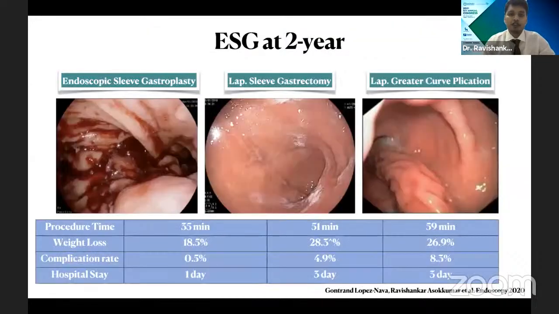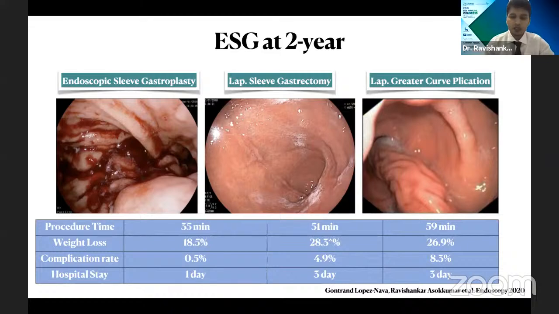We went on to the next step to compare the weight loss efficacy of endoscopic sleeve at 2 years with its counterparts, laparoscopic sleeve and laparoscopic greater curvature plication. We can see here that the endoscopic sleeve procedure can be performed in a relatively shorter time. Our usual procedure time is around 35 to 40 minutes. The weight loss at about 2 years is 18.5%, which is inferior to laparoscopic surgical procedures, which is understandable, but the complication rate is very, very low. These patients recover very fast and they can be sent home the next day without the need for prolonged hospital stay.